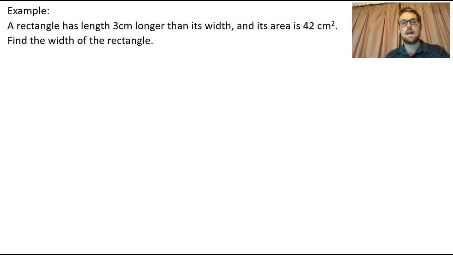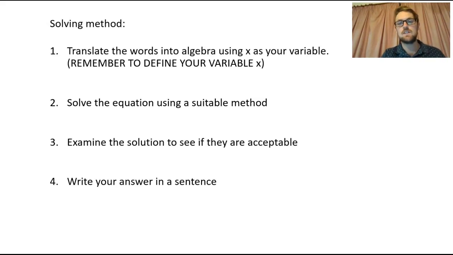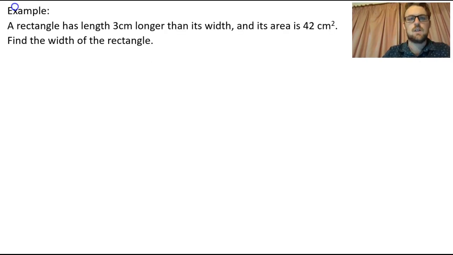Our example: a rectangle has a length 3 centimeters longer than its width, and its area is 42 centimeters squared. We've been asked to find the width of the rectangle. So the first thing we do, if we go back to our steps, is translate this into algebra and define our variable x. We'll do that now.